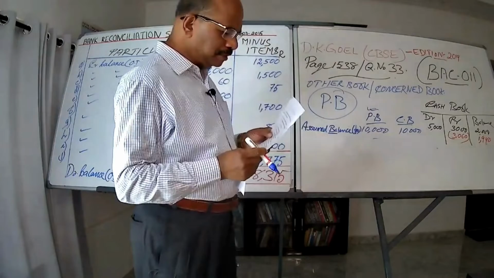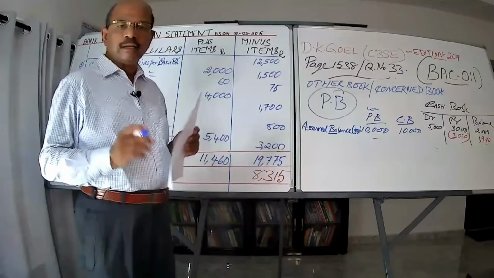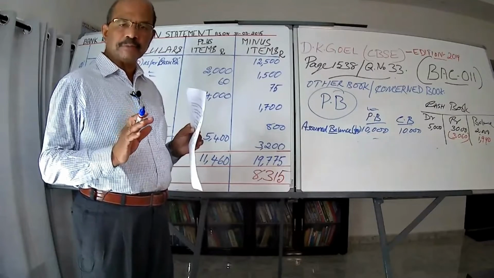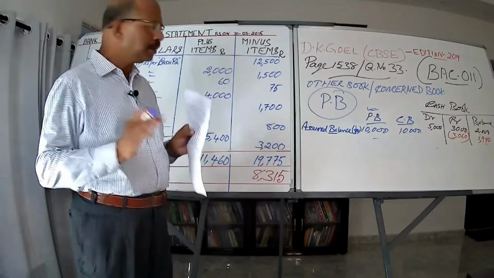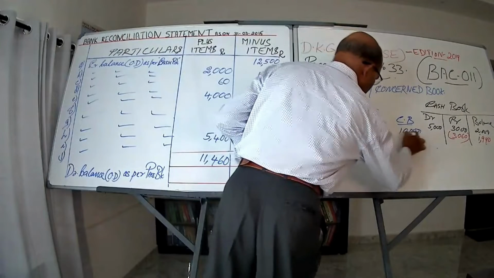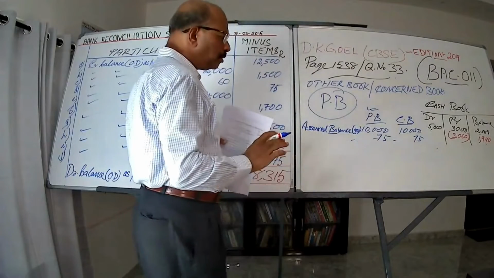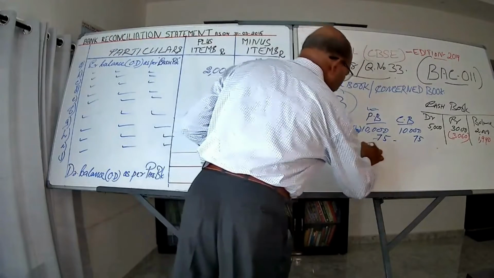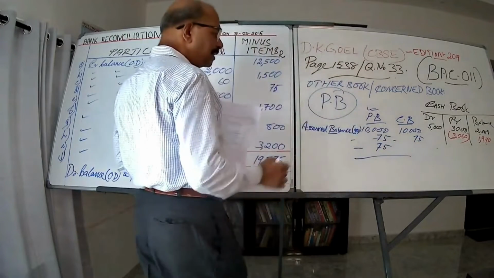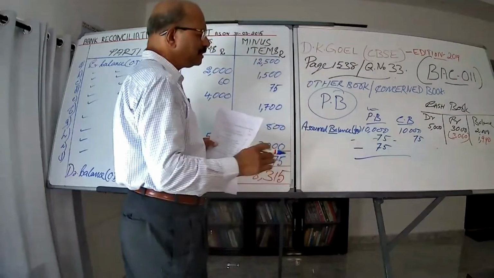Bank charges entered in passbook twice. That means bank charges is a payment in the cash book and the passbook. In the normal case, minus 75 and minus 75. No problem. But unnecessarily, these people have reduced one more minus. So as a result, the passbook stands reduced extra by 75 rupees.